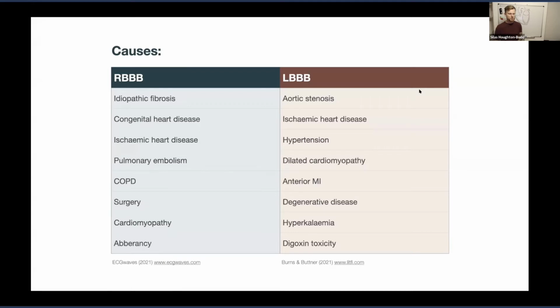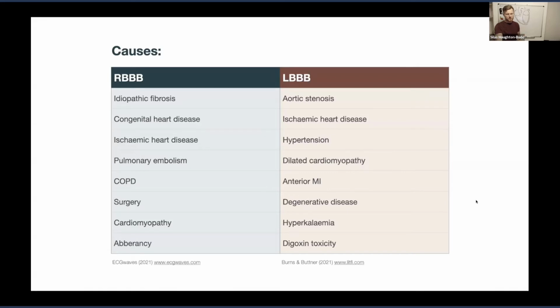In terms of left bundle branch block, which in pre-hospital care has always been taught as the scary one of the two, that can be caused by aortic stenosis, again ischemic heart disease and MI, but also by degenerative disease and other conditions such as hyperkalemia and digoxin toxicity, as we see there.